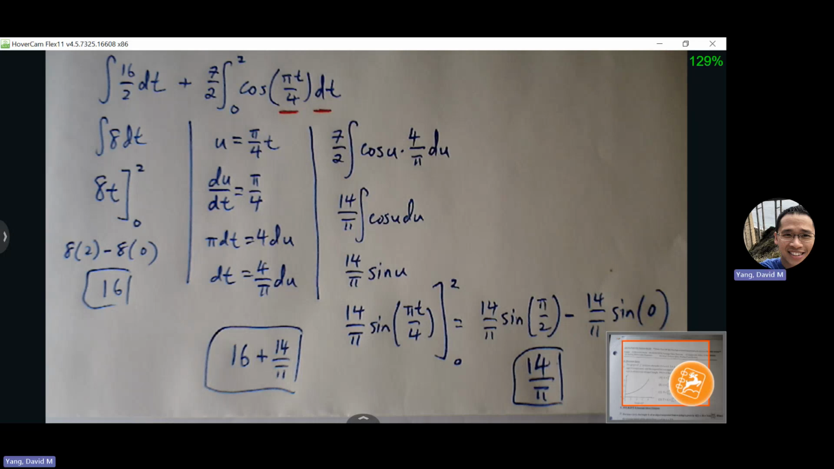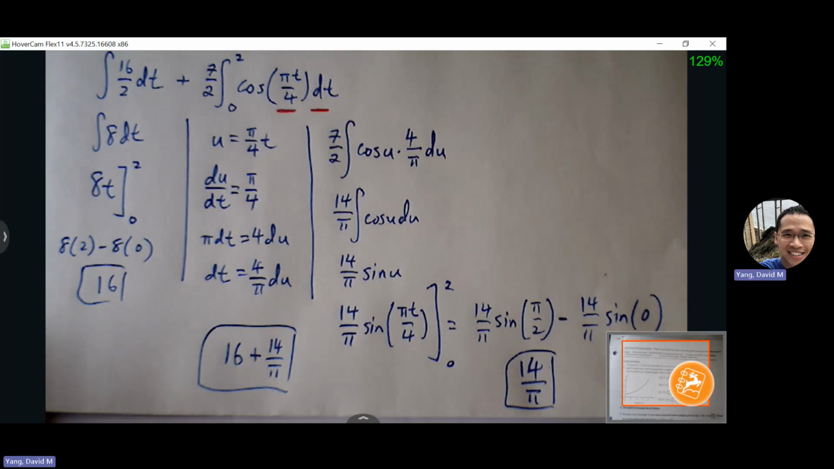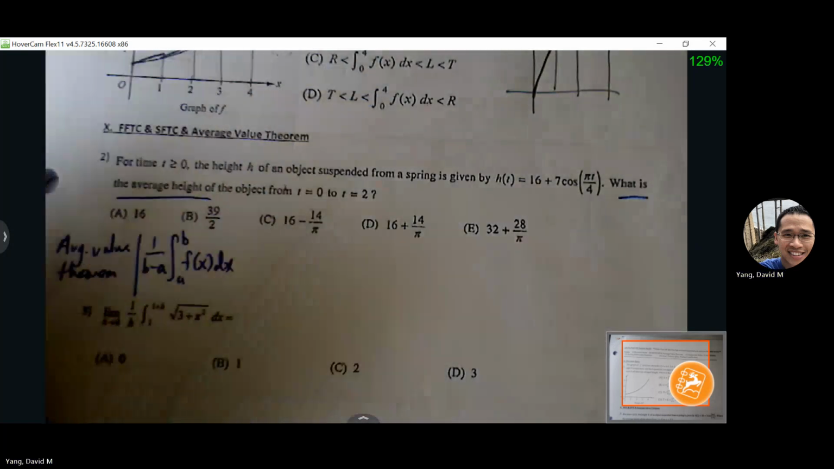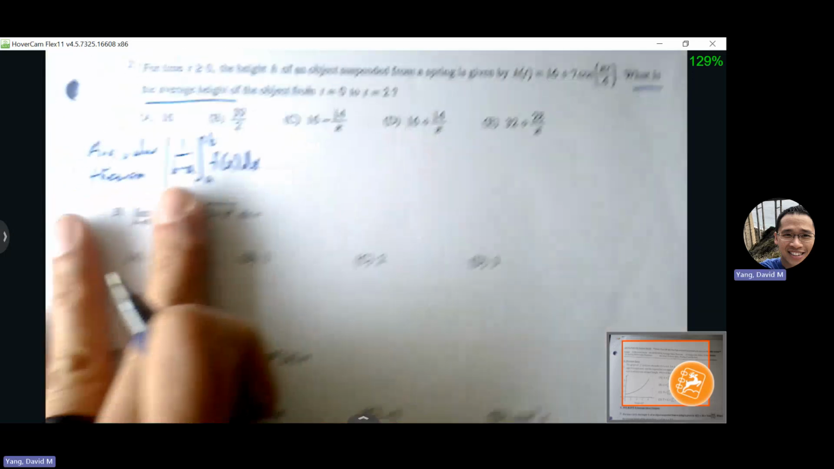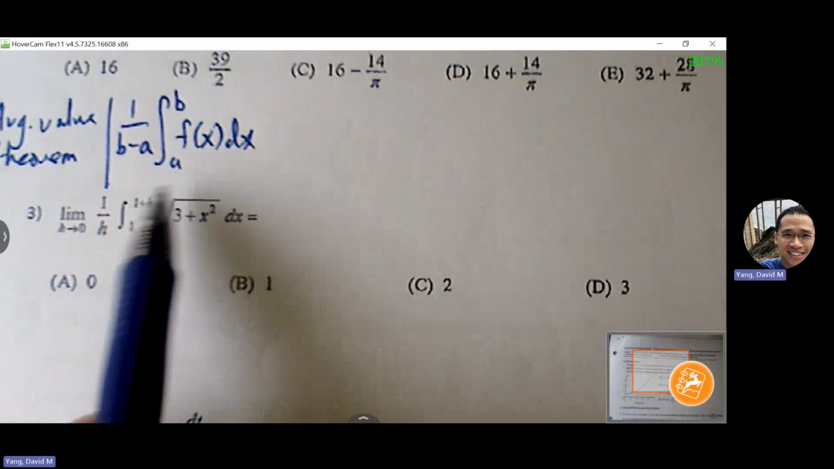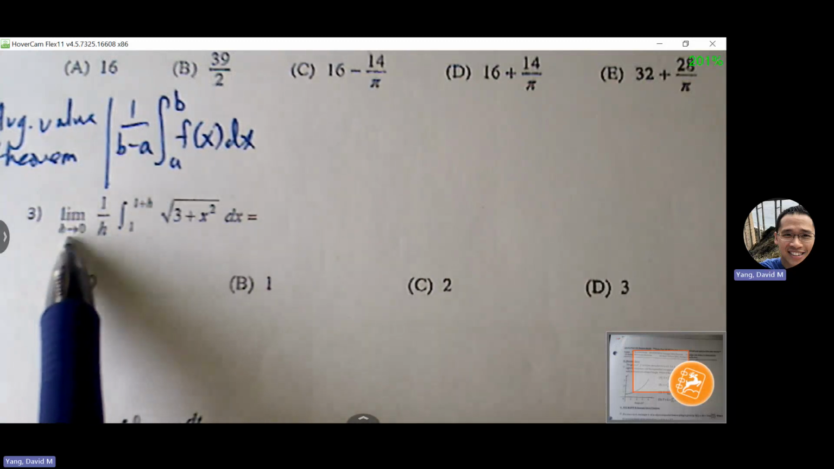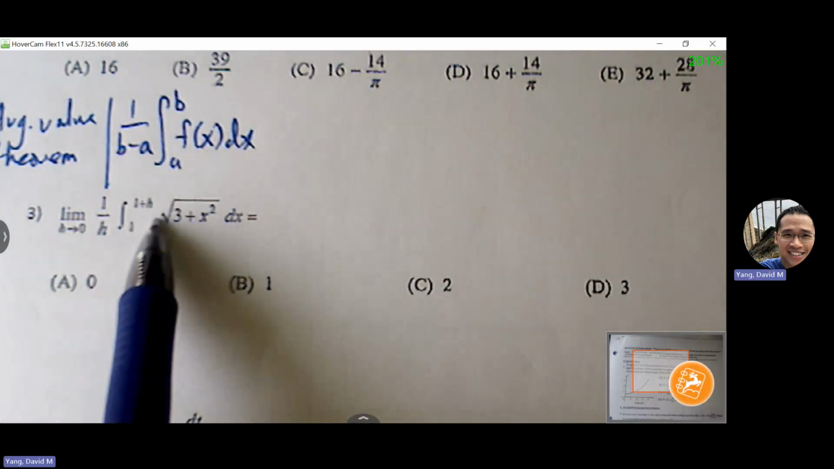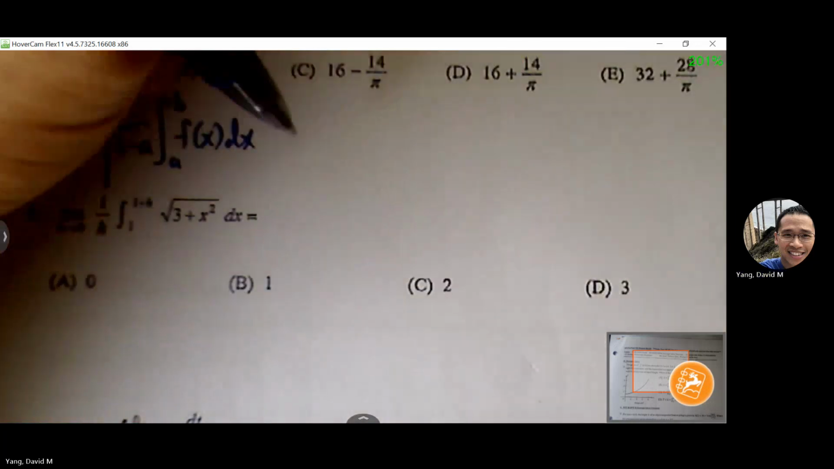Okay, any questions here? Okay, let's look at number 3. The limit as h approaches 0 of 1 over h. This seems like a mess, right? But we know it's a limit problem, so why don't we just get our numerator and denominator to show up?